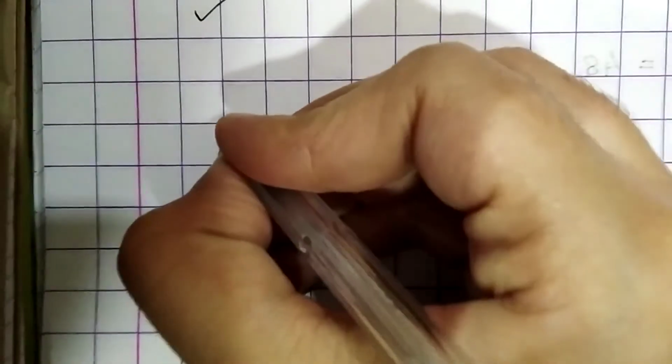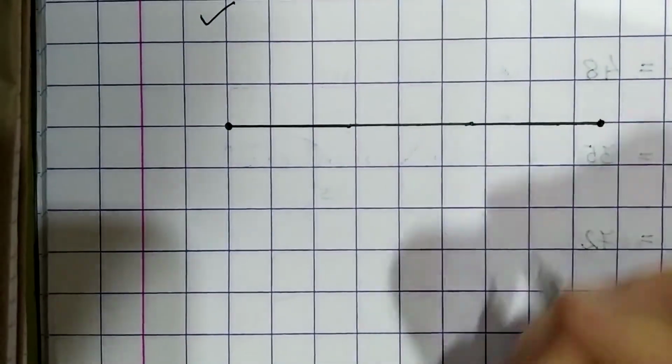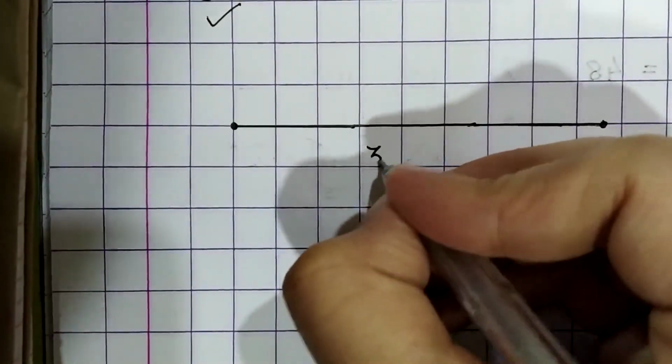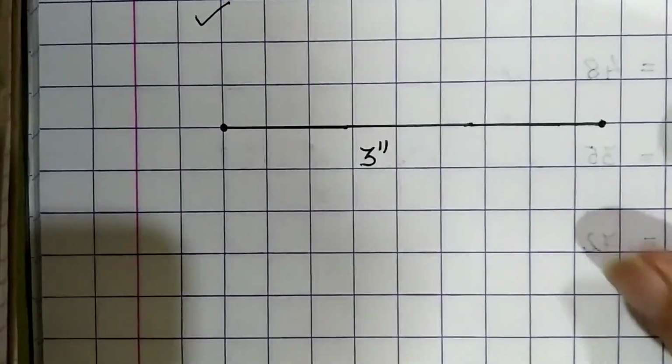So after drawing your 3 inches, what you have to do? You will have to do it like this. यहाँ पे 2 circles बनाने हैं and you will also label it. Okay, so you are going to write it like 3 inches. So this is how you are going to denote your 3 inches.